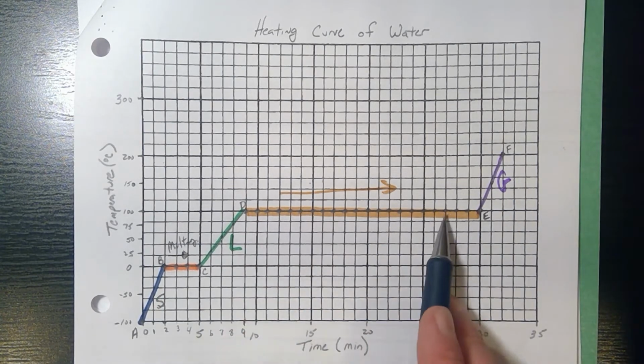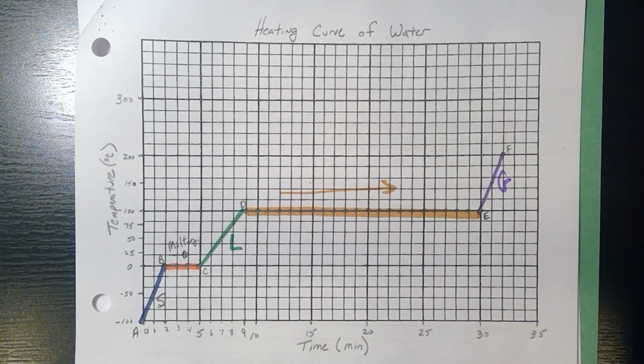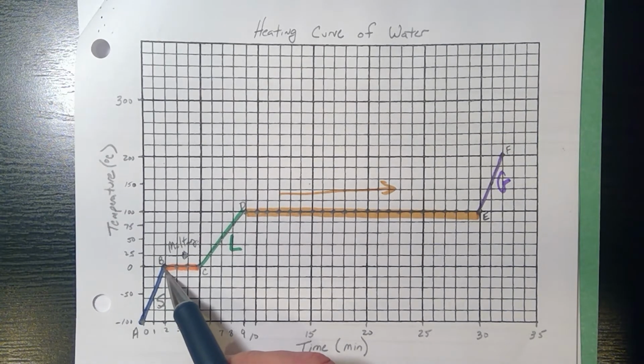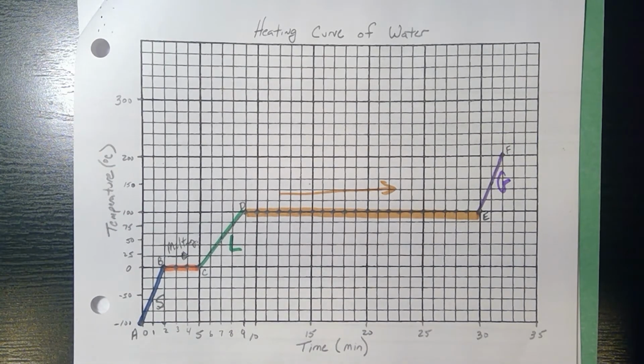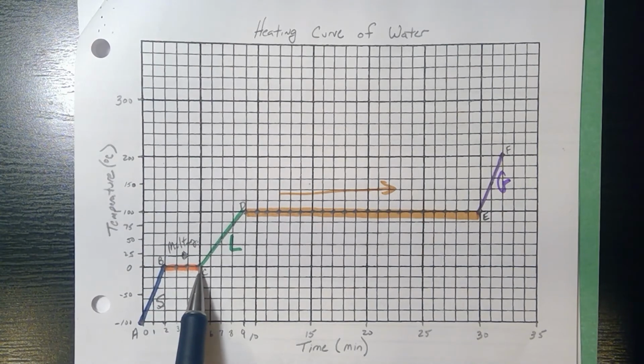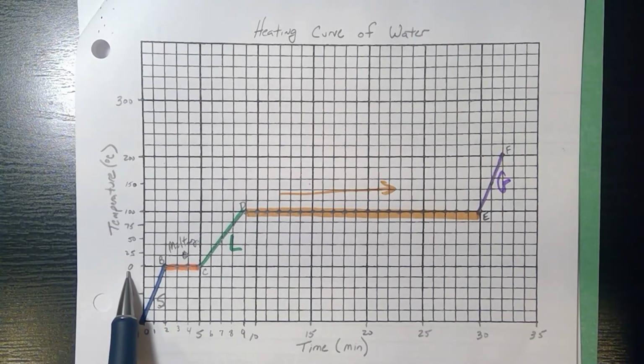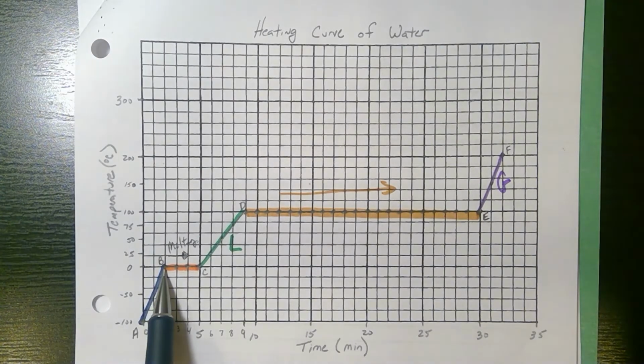The flat sections represent your phase changes. So for the first 2 minutes, you heated the solid ice up to 0 degrees. All of that energy was changing the kinetic energy. From B to C, any flat section is a phase change. But at 0 degrees, which is the melting point, you're adding energy, so going from B to C is melting.